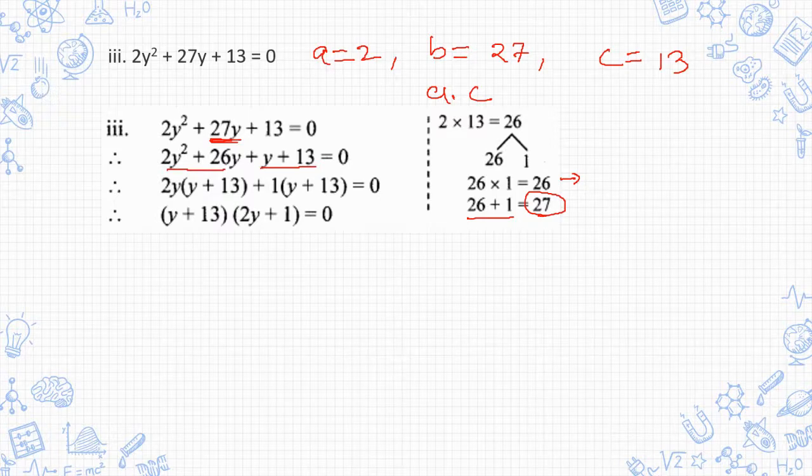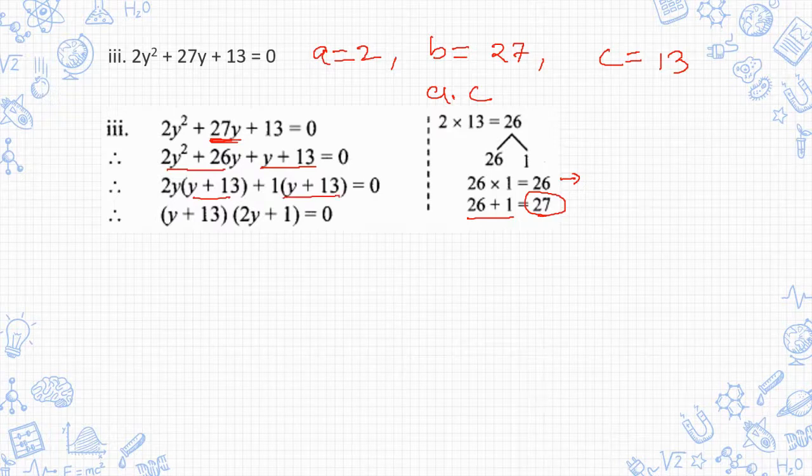In the first pair, you take 2y common out. So inside the bracket, you'll be left with y plus 13. In the second pair, since there is no particular number common, you take y common, or 1 common out. So the same terms will remain inside the bracket, that is y plus 13. So you see I have y plus 13 here, y plus 13 here.